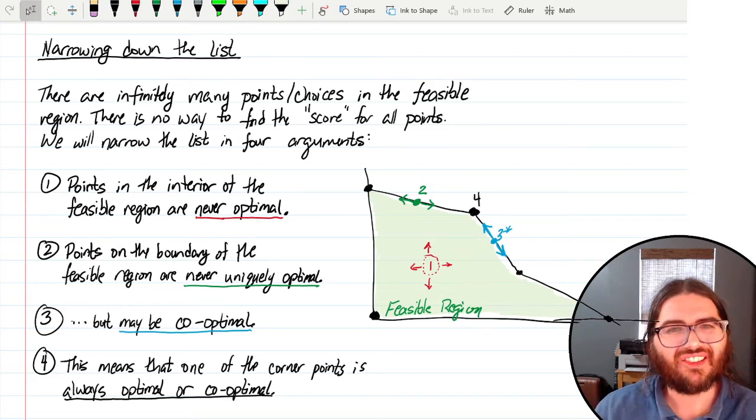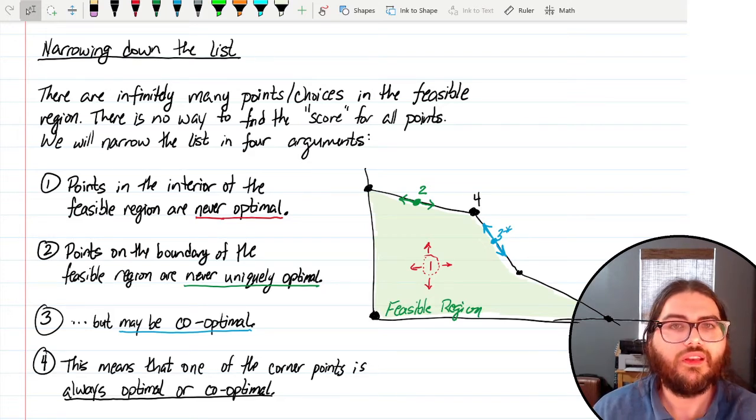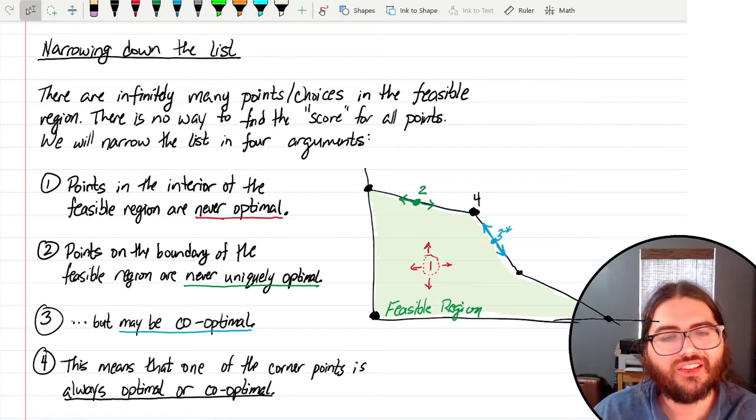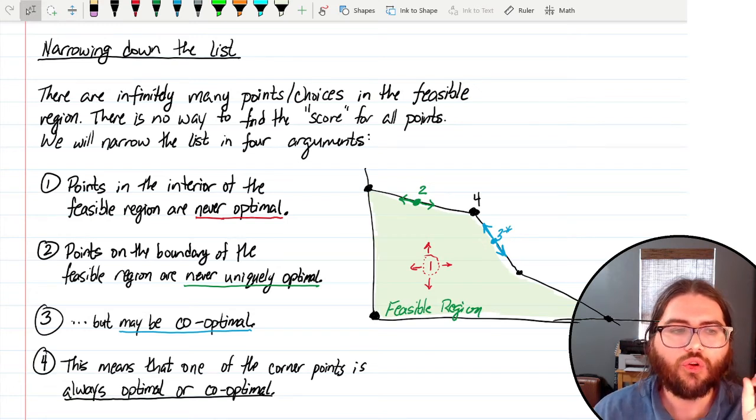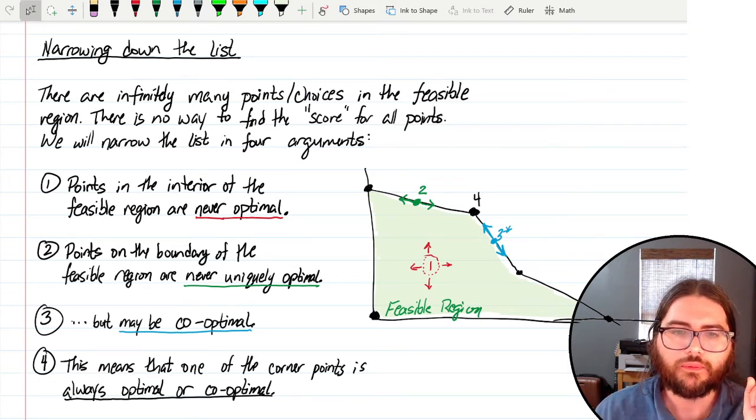Right? It would be really nice if I could make that argument, because it would eliminate a lot of different points. In argument 2, I'll argue to you that if you're on the boundary, that doesn't mean that you're home free. The points on the boundary are never uniquely optimal. Moving in one direction or the other will either improve your situation, or at the very least will be exactly the same as what you started with. So the points on the boundary will never be the uniquely optimal point.